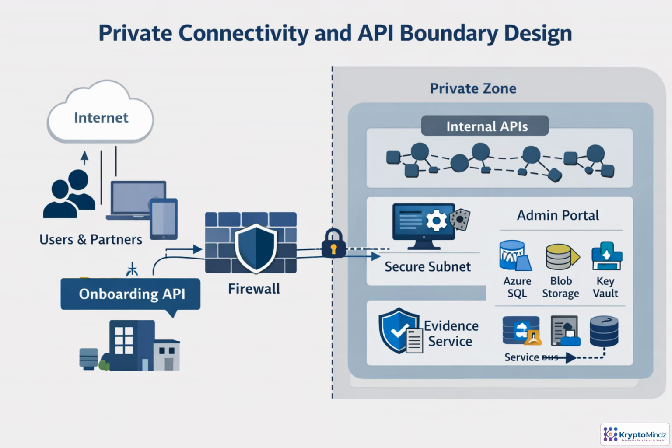Now picture your platform as 3 zones of exposure. At the public edge, you only expose what wallets and relying parties need, such as onboarding or presentation request APIs. Behind that, an application private zone hosts relying party and operations APIs, reachable only from trusted networks. Deepest inside, a data and security zone keeps SQL, blobs, keys, evidence, and queues on private endpoints. Even in this core, every call is authenticated, authorized, and logged.